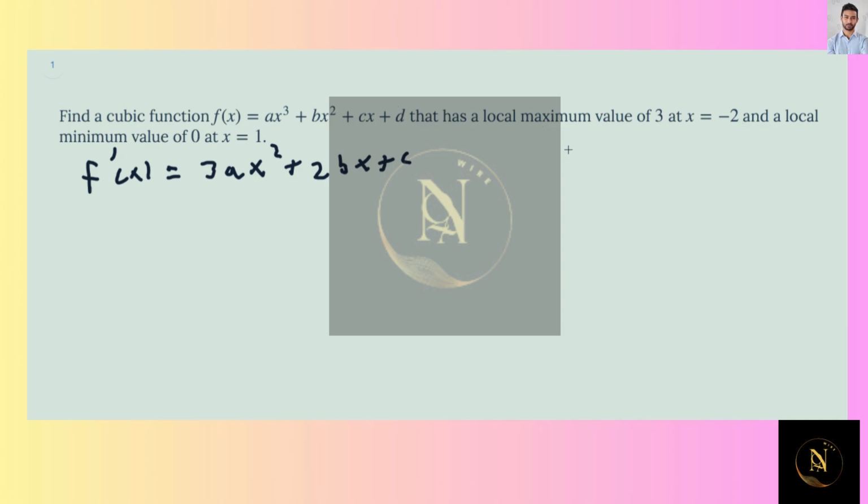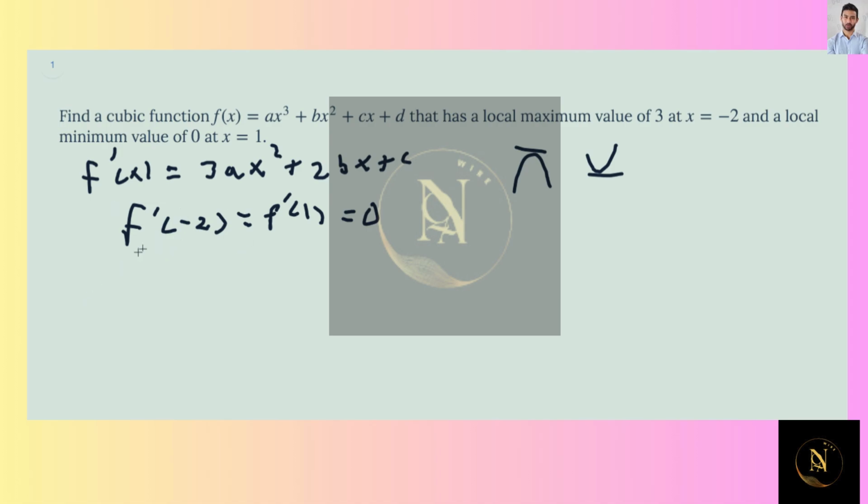A local max and min means that there has to be a point where f prime is equal to 0. So at these values, -2 and 1, f prime of -2 is equal to f prime of 1, because that's when we have a local max. A local max occurs when it goes like this, or a local min occurs like this, but both have a derivative of 0. So we know that this fact is true. So what do we do now?